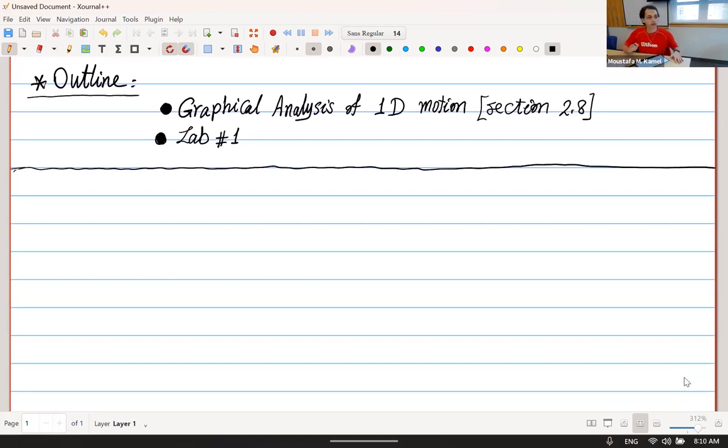Today we will be continuing what we started yesterday on graphical analysis of one-dimensional motion. This will be very brief, and then you guys will start the first lab, okay?